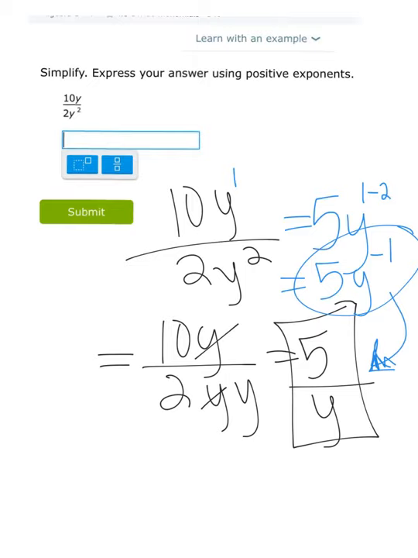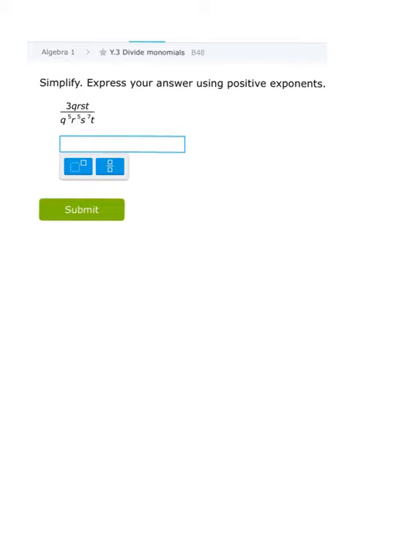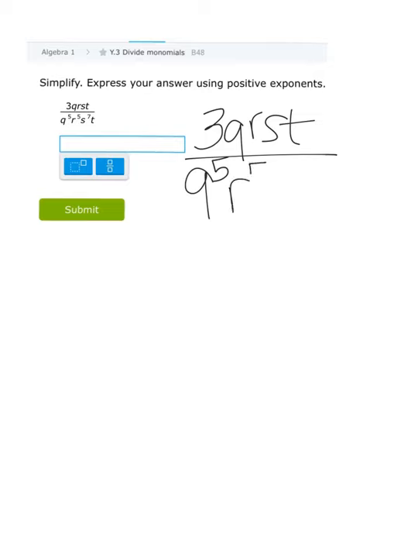Okay, next one. This one's getting just a little bit harder. We've got a lot more going on here. So we're starting off with 3Q divided by Q. Ooh, that was a funky Q. Let me redo that one real quick. Q to the 5th, R to the 5th, S to the 7th, T. Alright, so let's start with the coefficients. I've got 3 divided by 1, which is just 3.